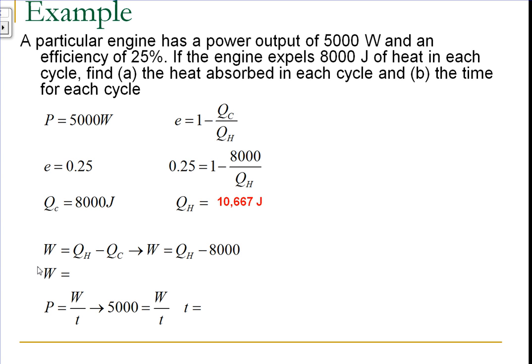So I know that the work done is QH minus QC, which solves for W as being QH minus 8,000. So I get a work done of 2,667 joules. Remember, power is work divided by time. So the time has got to equal, when I put this work of 2,667 in, 0.53 seconds. So each cycle is only about half a second.